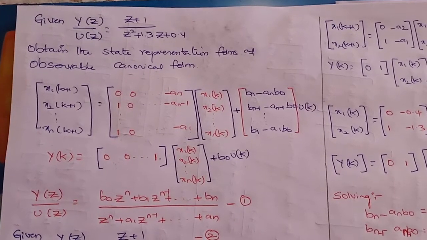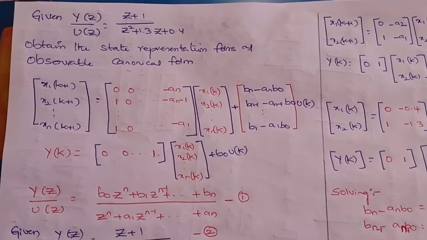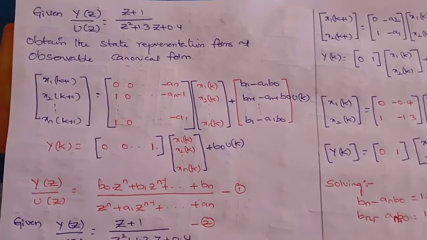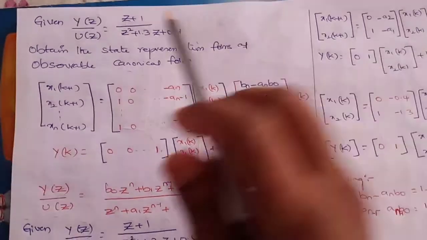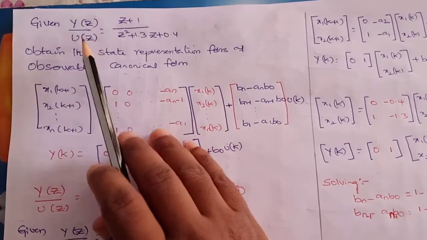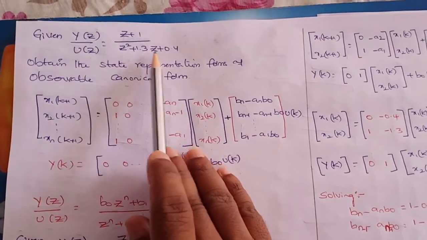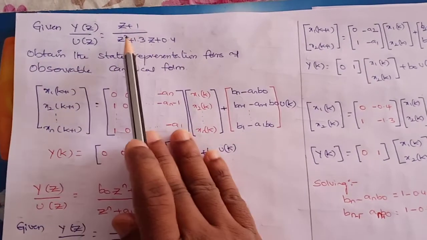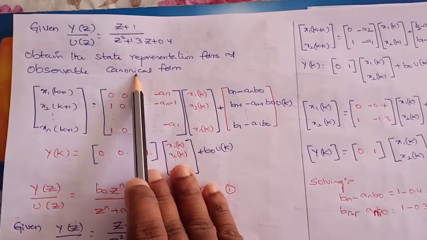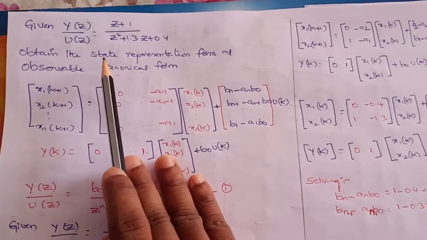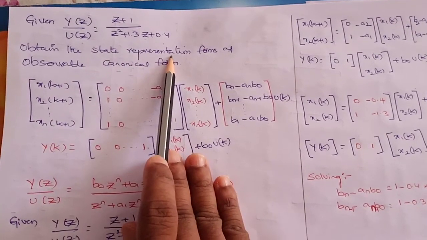Welcome to Electric Fun. In today's class, we are going to discuss the problem on observable canonical form and obtaining the state space representation. So this is a given transfer function, Y(z)/U(z) equals (z plus 1) divided by (z squared plus 1.3z plus 0.4). For this given transfer function, we have to obtain the observable canonical form as well as represent its state space representation.